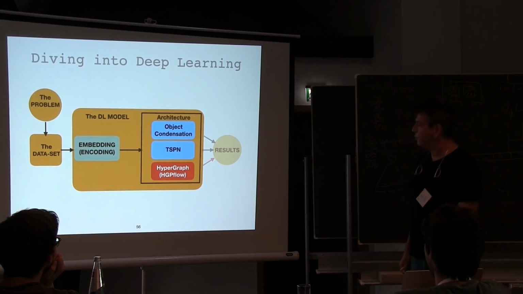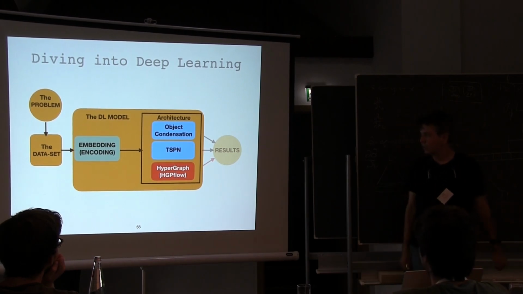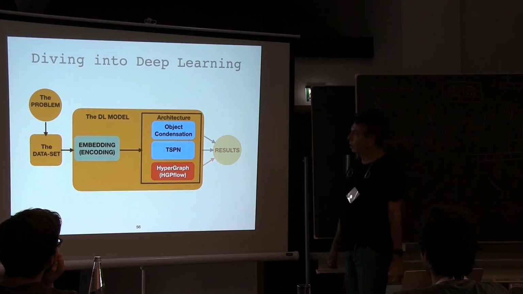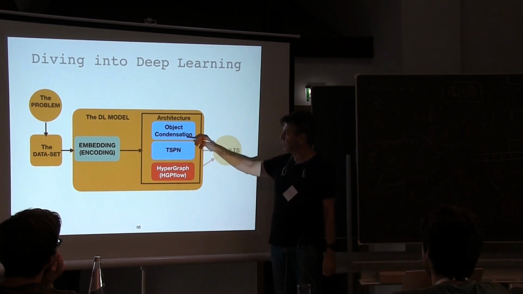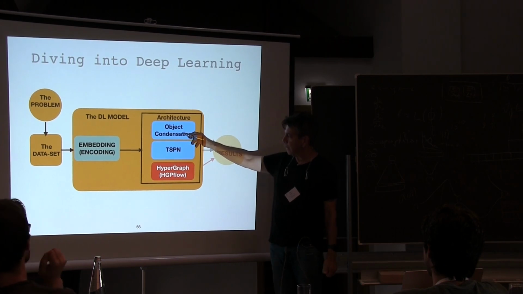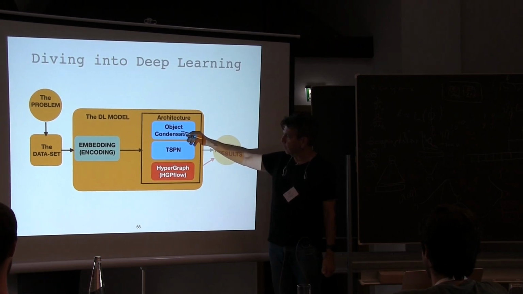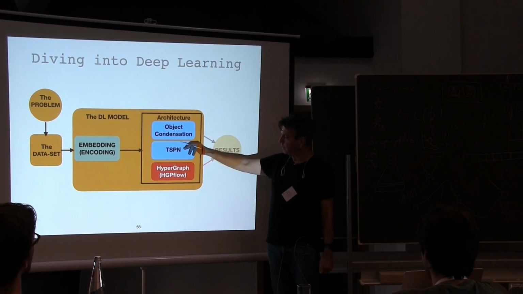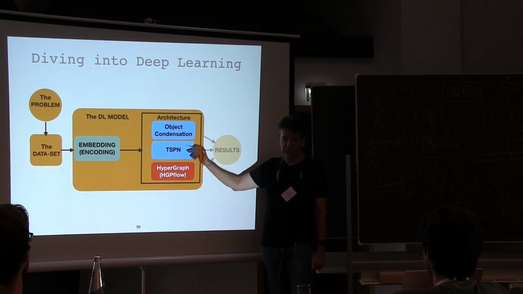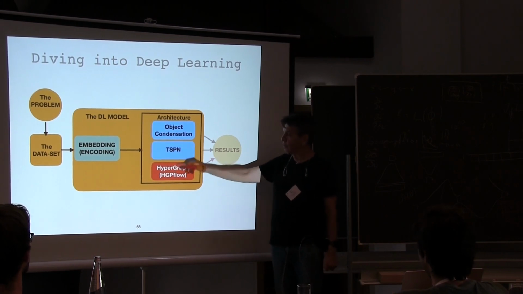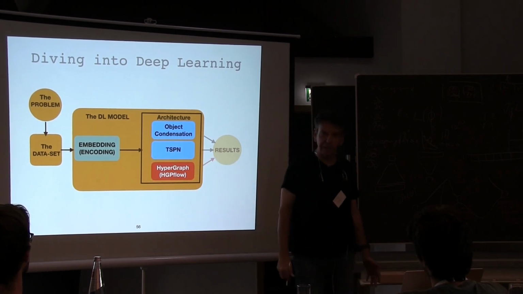So we use 3 deep learning architectures. I will only talk of 2. One was invented by a guy from CMS, Jan: object condensation. One is very similar to something I showed you yesterday, the slot attention. Because the slot attention is great here, right?